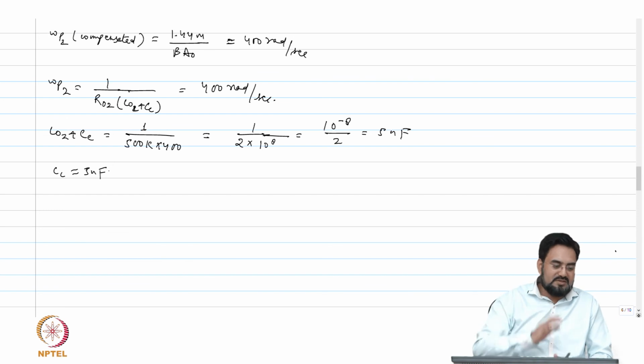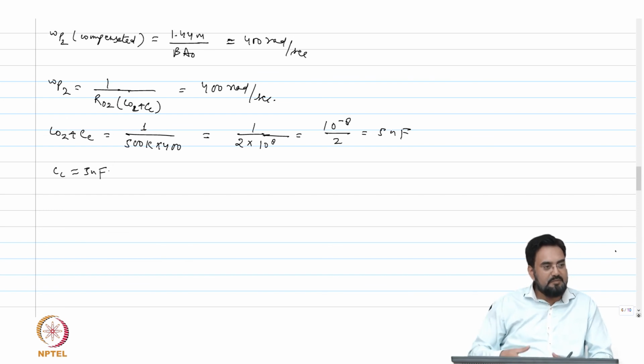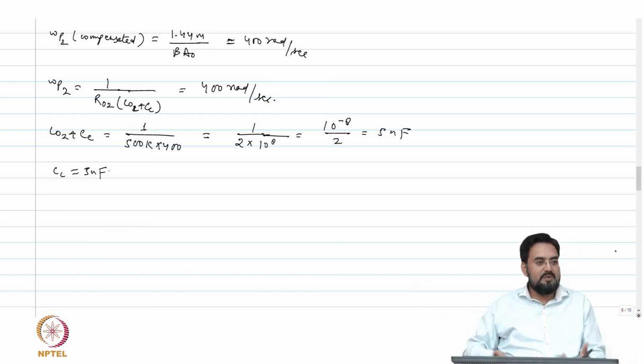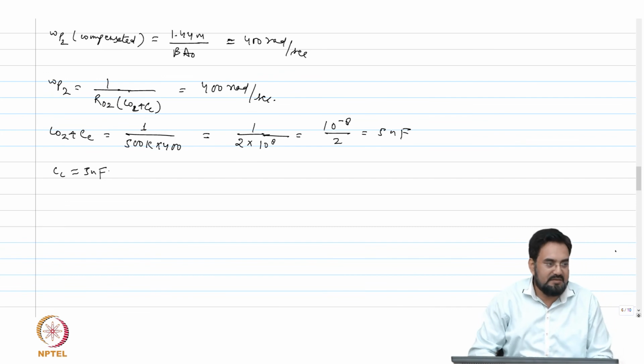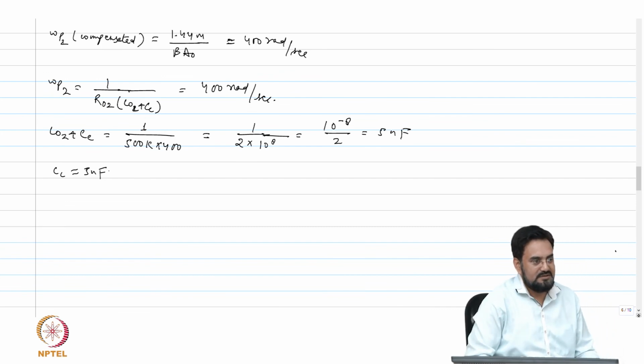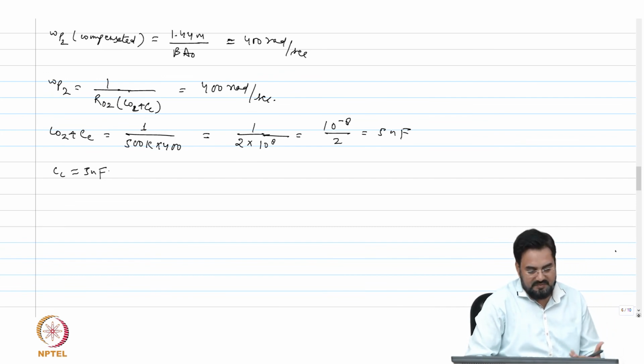I mean, it's almost impossible to put on chip. You can put it, but then all the area will be occupied by your capacitor compared to your circuit area. Okay, 90% of the area will be taken by your capacitor. So, which is not preferable.